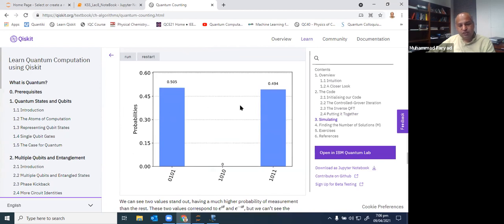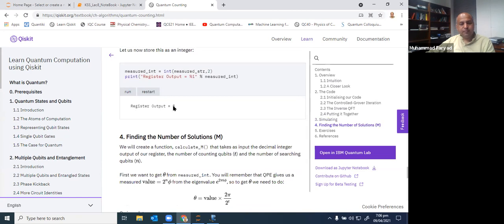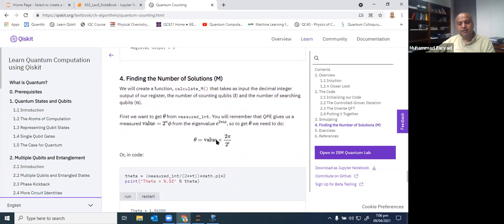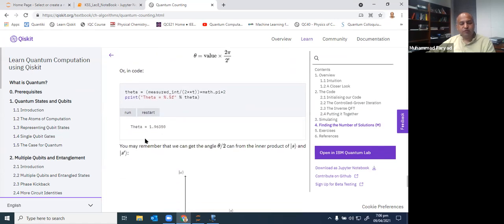Anyway, once you run this, you see there are only 2 histograms present in the output. This index gives us one value of phase, and the second index gives us another value of phase. You will not get the phase from 0.494 and 0.504, because they correspond to the modulus square of c_j, which is just the weight of the superposition of those eigenvectors. The phases of the eigenvectors come from this index. So for the first one, 0101, it is 5, and you multiply this 5 by 2 pi and divide by 2^t, and you find this phase of 1.96.